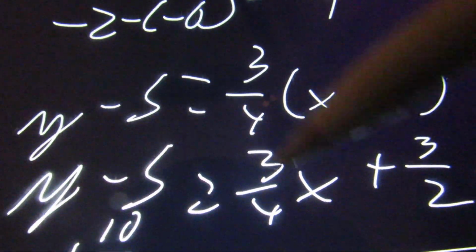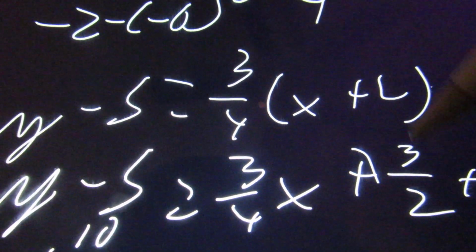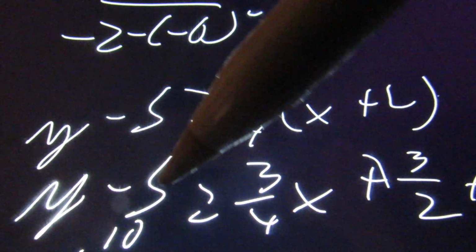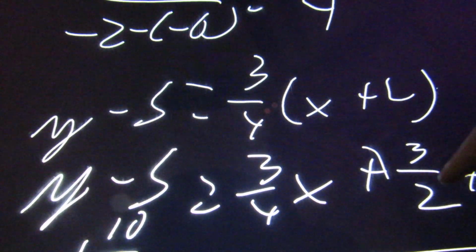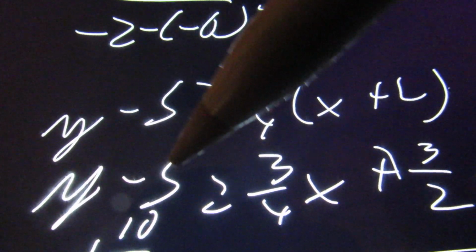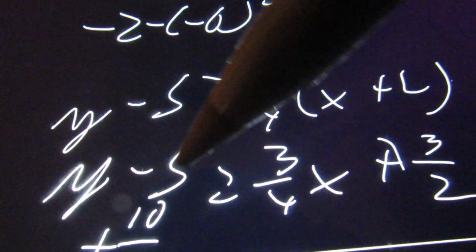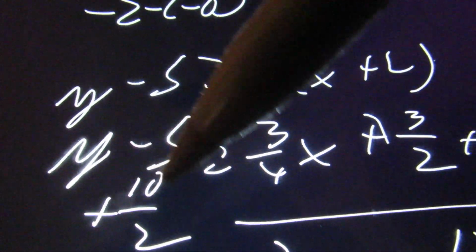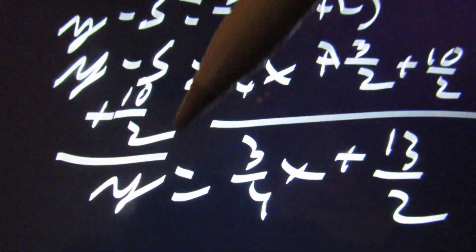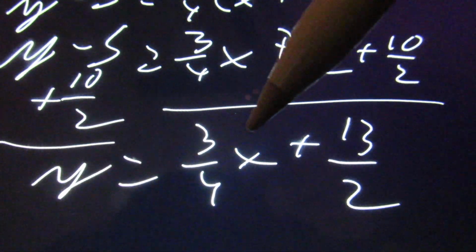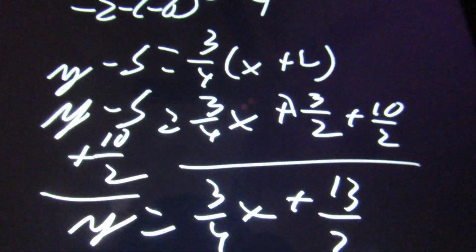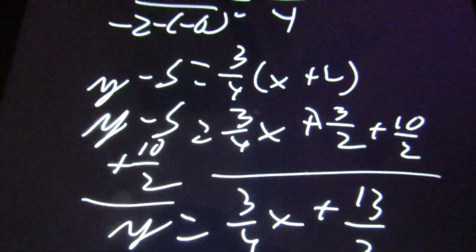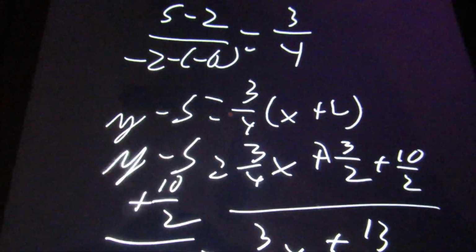Then, because I have a fraction here, when I add this 5, it's going to need to be a fraction also with a denominator of 2. So I'm going to multiply this by 2/2, which will be 10/2. So I'm going to add 10/2 to both sides. I'm going to get y equals 3/4x plus 13/2. And that's how you will do that one.